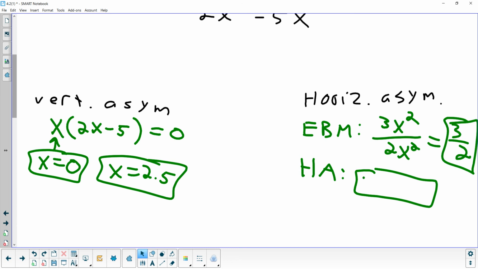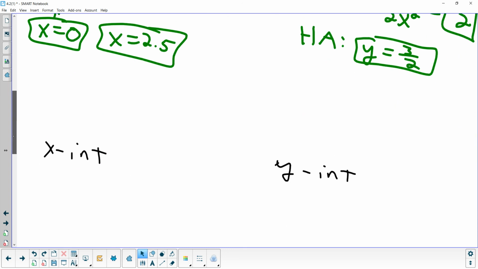Y equals, good. And what's my horizontal asymptote going to be in this one? Look at my leading terms and let x approach infinity. What happens? Yep, it's 3 over 2, which is 1.5. Okay, so we've got that.